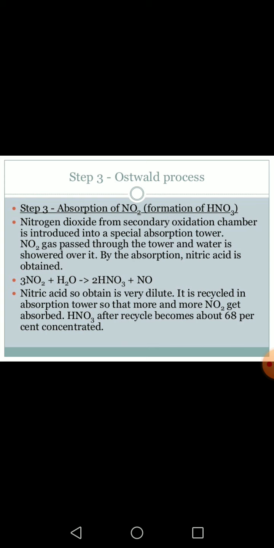Step 3, Ostwald process: absorption of NO2, formation of HNO3. Nitrogen dioxide from the secondary oxidation chamber is introduced into a special absorption tower. NO2 gas passes through the tower and water is showered over it. By the absorption, nitric acid is obtained, by the following reaction that appears to you. The nitric acid so obtained is very dilute, so it is recycled in the absorption tower so that more and more NO2 gets absorbed. HNO3 after recycling becomes about 86% concentrated.